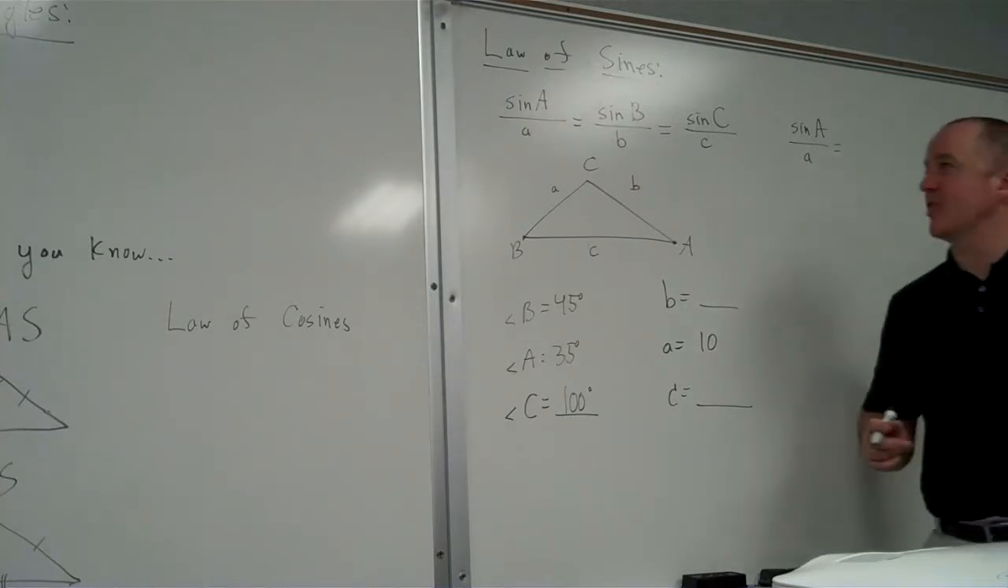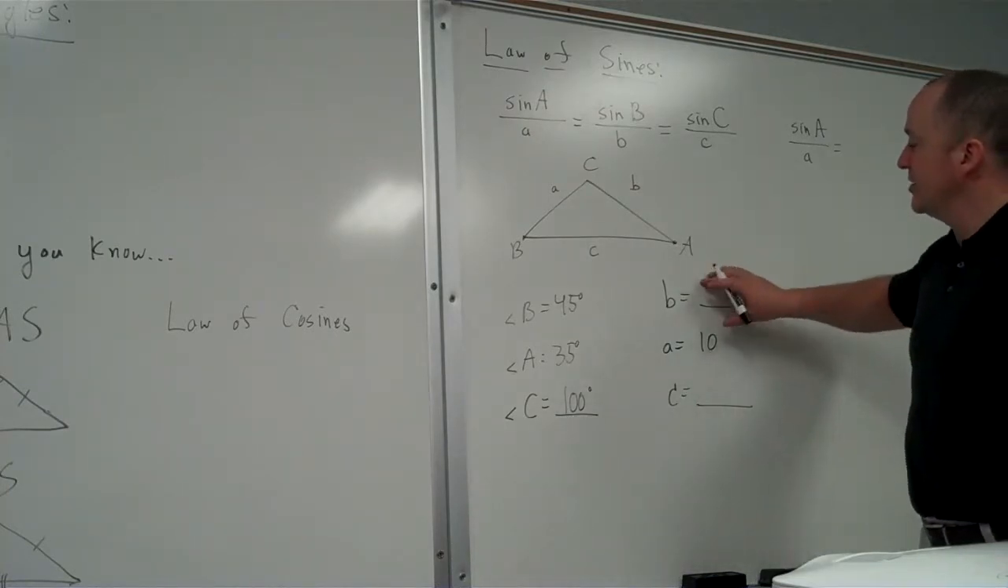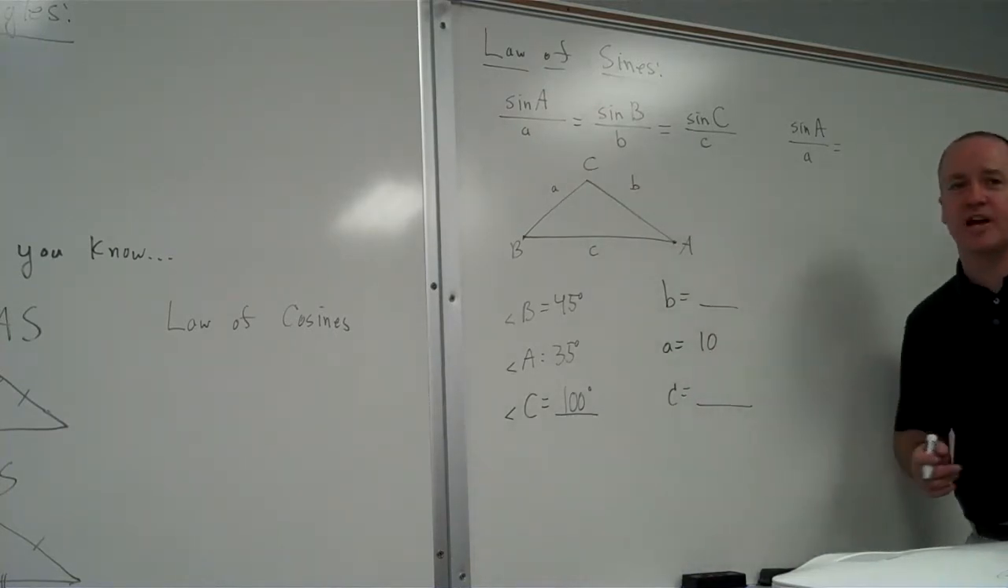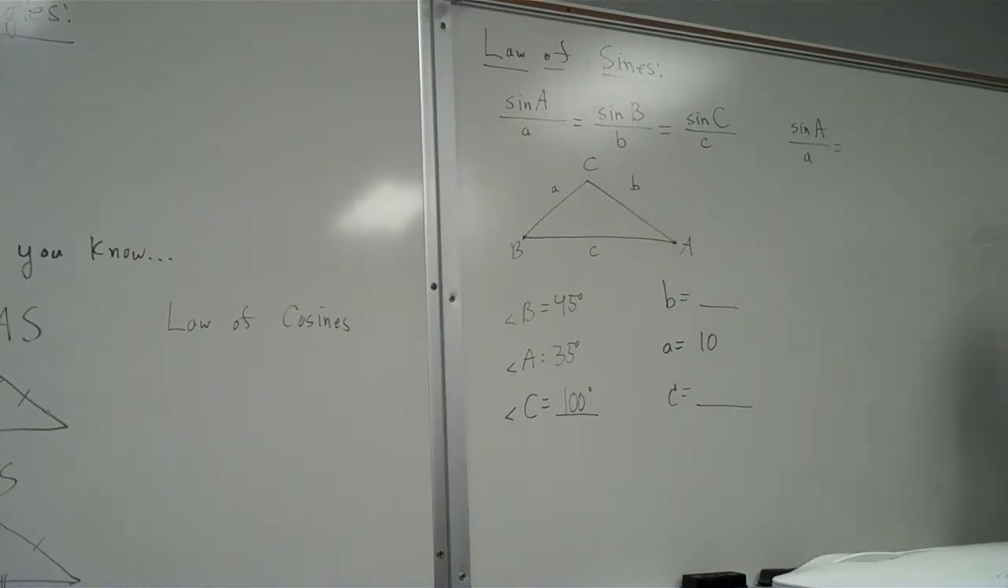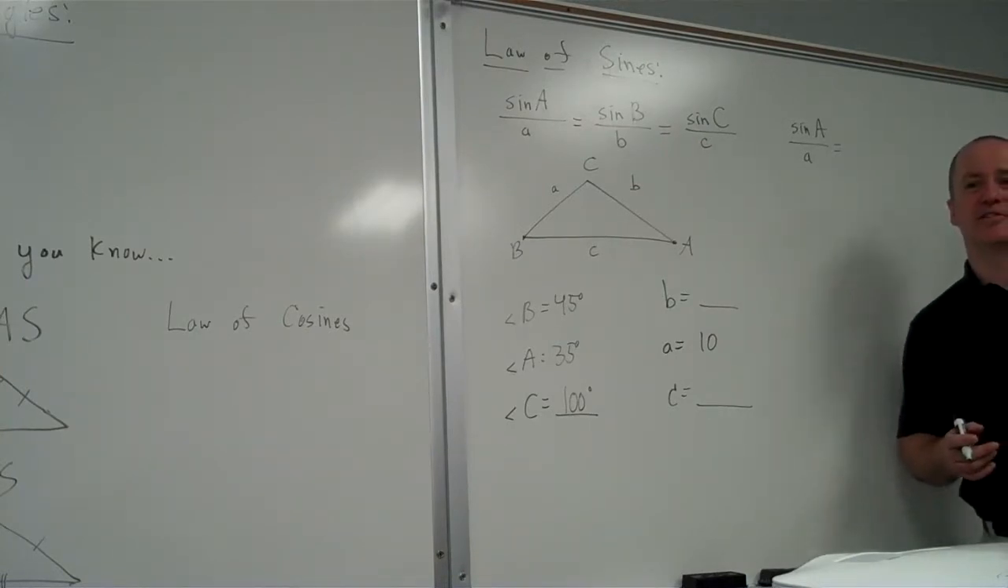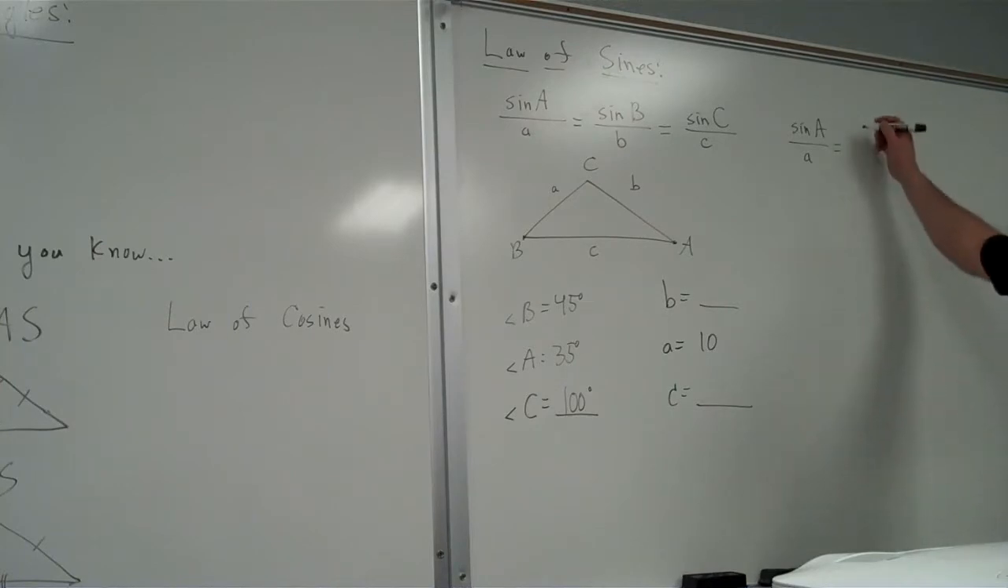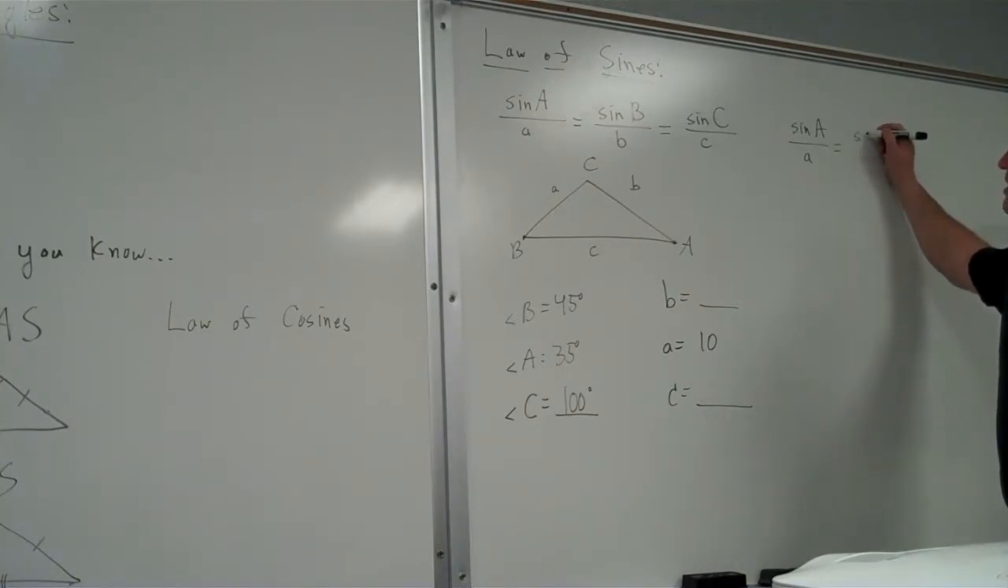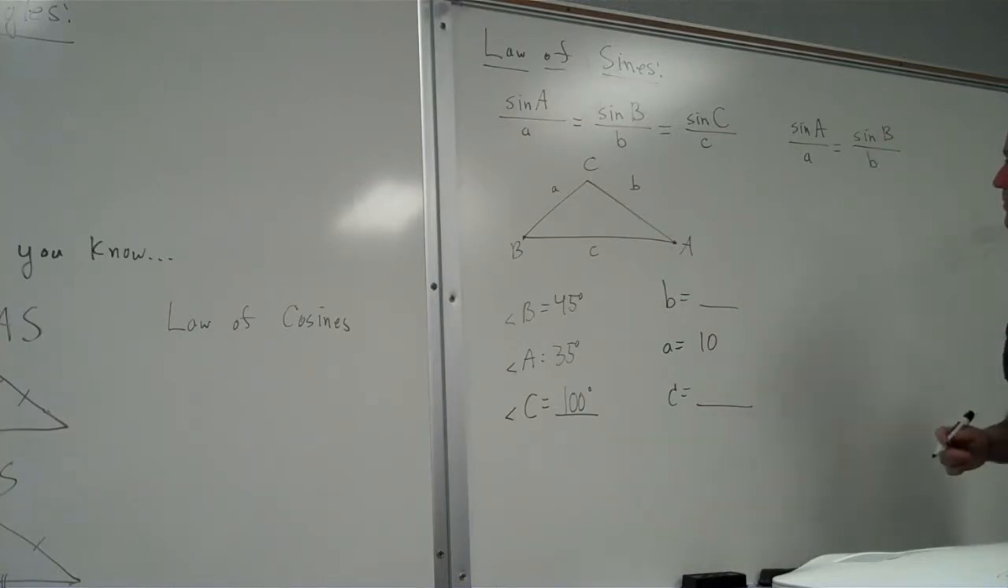Now what we're going to try and find is side length B or side length C next. Who's got a preference? B. It's a toss-up. Okay. So this is going to equal the sine of B over B.